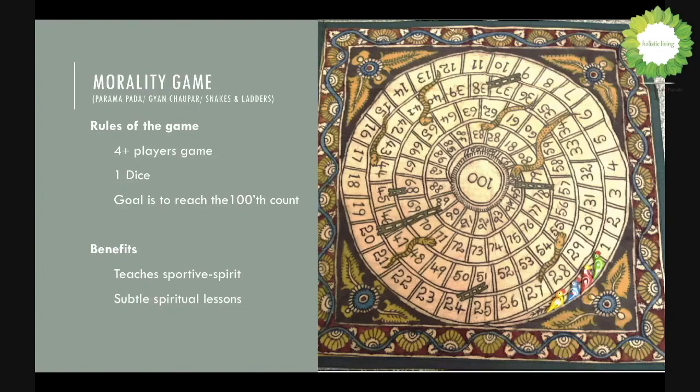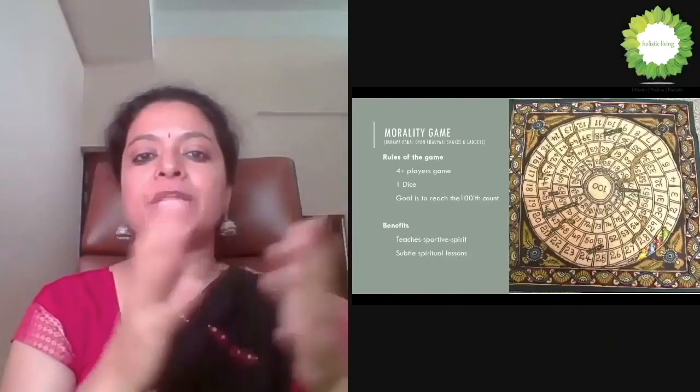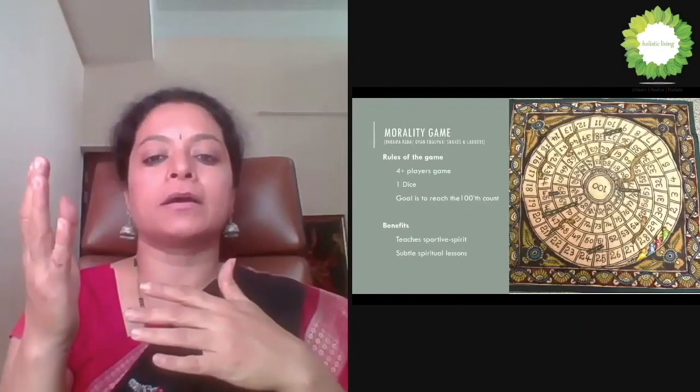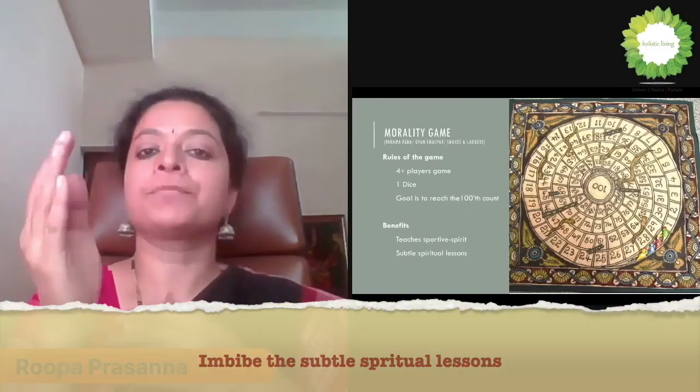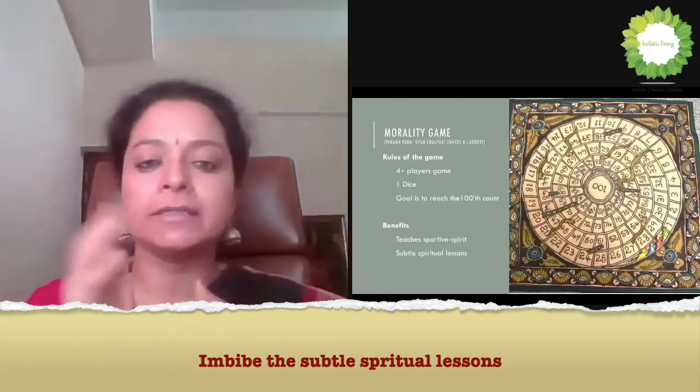In simple language, snakes and ladders. Did you know snakes and ladders went from India to all parts of the world? In the early centuries, in the Jain texts, it has been told that the Jains had devised such a game like snakes and ladders, or Paramapada, and it was there in their text.